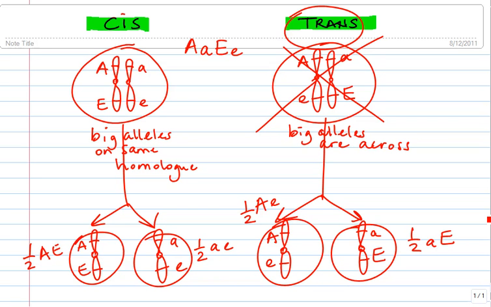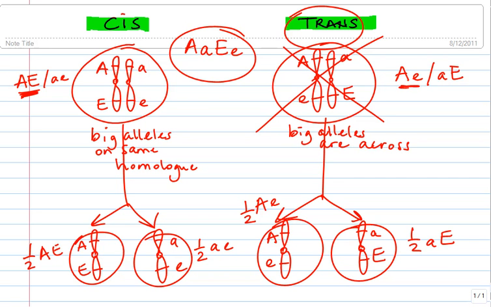If we start our problem and we already know how these are arranged, if it's in cis or in trans, we usually don't write the genotype this way, but we might write it this way to indicate that we know that these are arranged in cis. In the trans case, we would write them this way. And so that means we know that they are arranged in trans.